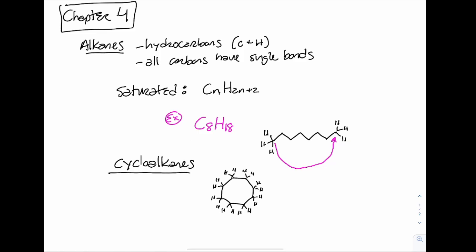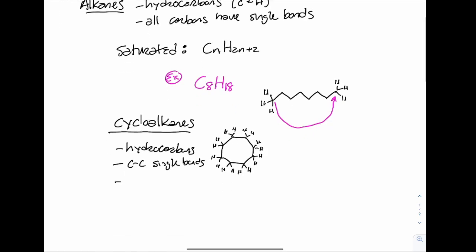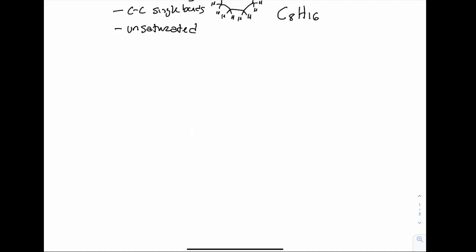So cycloalkanes, they're still hydrocarbons, right? They're still carbon single bonds, right? It's still an alkane. So those things that define our alkane are still true, but these guys are considered unsaturated. They would have the formula, if they're just single rings, CnH2n, right? This is C8H16.